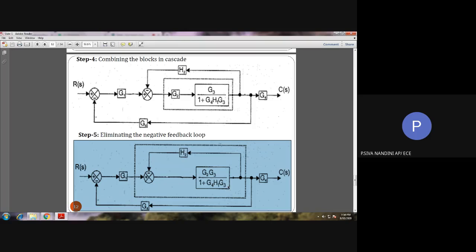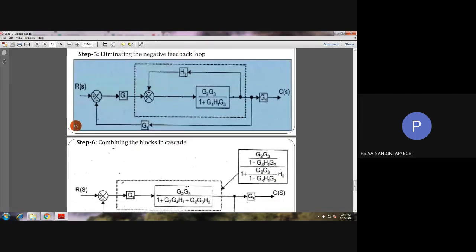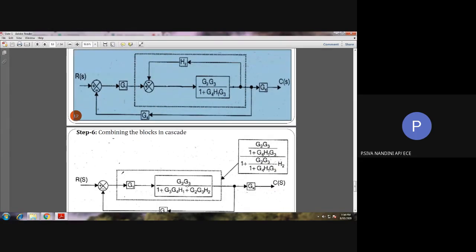Okay. So after that, if you see here, we are having a negative feedback. In the negative feedback path, we are having H2. So while solving this, why are we saying it is a negative feedback loop? This H2 is fed to the summing point with negative sign. So only it is a negative feedback loop. So what is the formula for negative feedback loop? G by 1 plus GH.